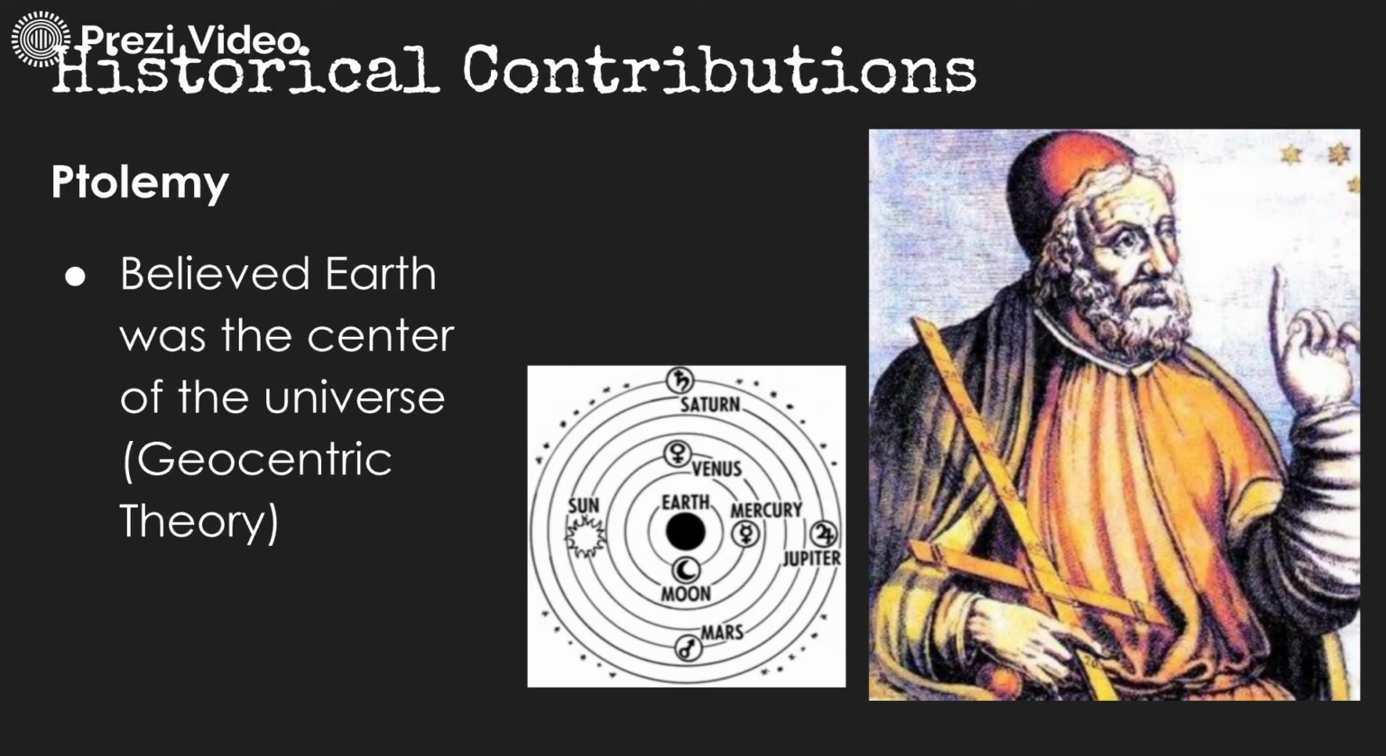Aristotle was a Greek philosopher. Ptolemy was a Roman philosopher, but he had a similar idea. You could see his sketch of the planets there. He also believed that the Earth was the center of the universe and that the moon and all the planets revolved around the Earth, as well as the sun. He got a lot of his astronomy from Greek philosophers like Aristotle.